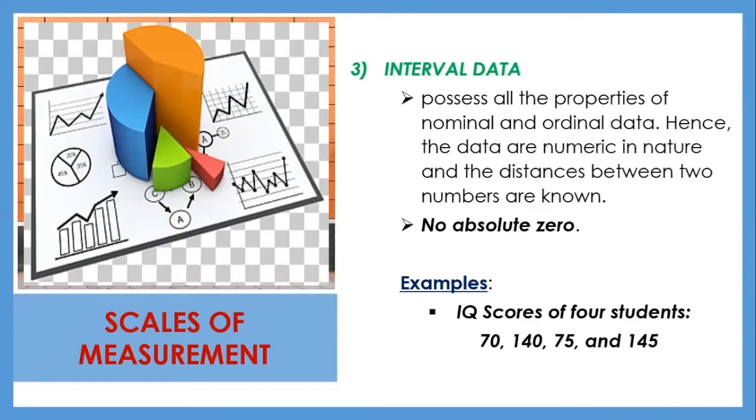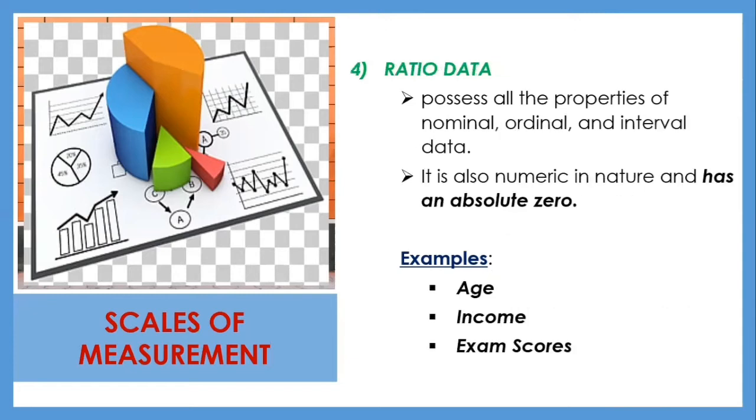You have 70, 140, 75, 145. Okay? And next, we have ratio data. And remember that ratio data possess all the properties of nominal, ordinal, and interval data. It is also numeric in nature and has an absolute zero. Examples: your age, your monthly income, your exam scores, etc.